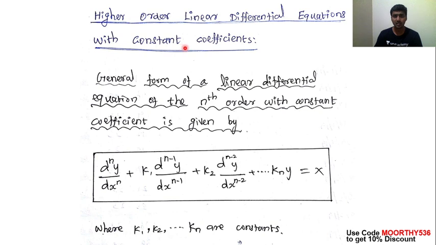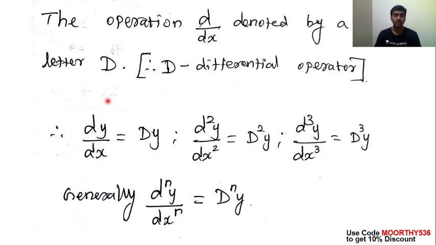So higher order linear differential equations with constant coefficients, these are the things. It's a general form of the differential equation. Then we are replacing d divided by dx by D. dy divided by dx is given as capital D into y. Here D stands for the differential operator. Then d square y divided by dx square is equal to capital D square into y. Then d cube y divided by dx cube is equal to capital D cube into y.